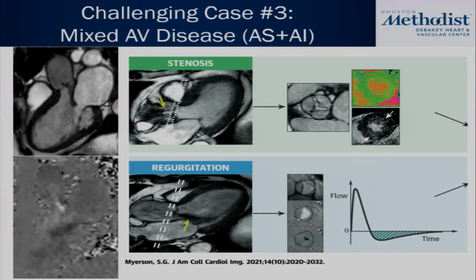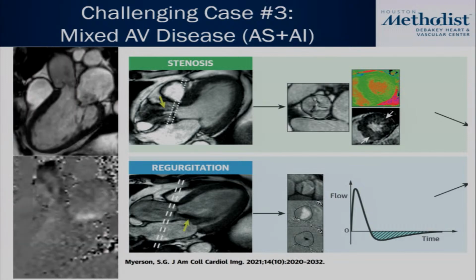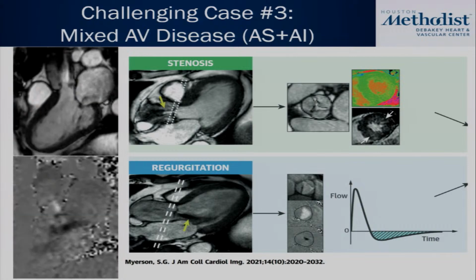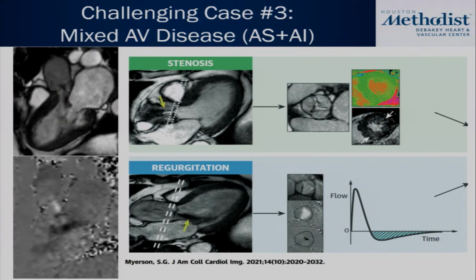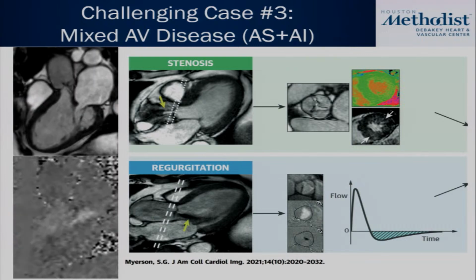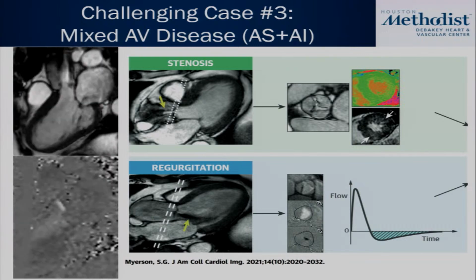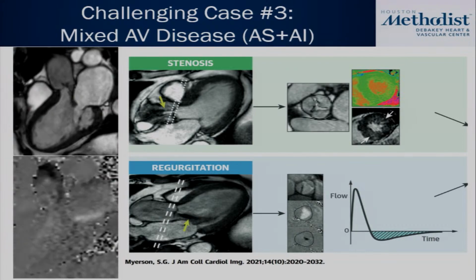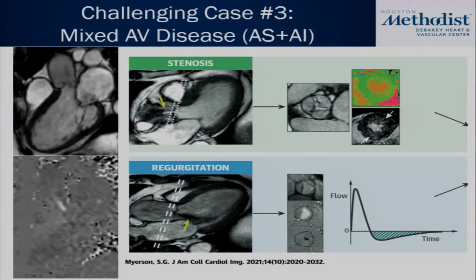needless to say. CMR, very simple. Again, if I just want to know the valve area, I can perimeter the valve area, and if I want to know what the degree of regurgitation is, I create a slice location somewhere in the root, and I just measure the amount of blood that goes forward, and I measure the amount of blood going back. So in those kind of mixed cases, CMR can be very helpful.